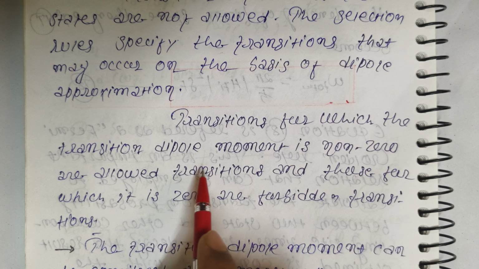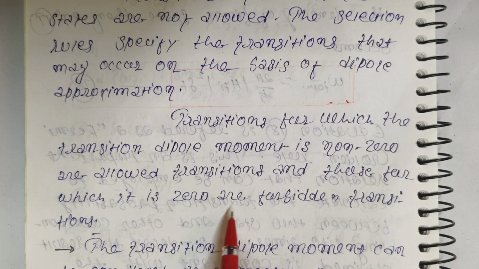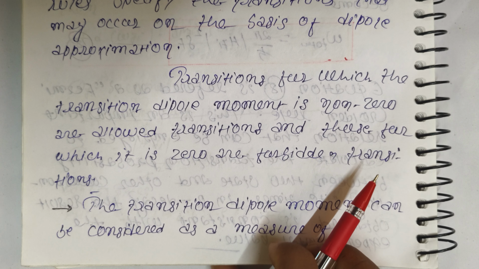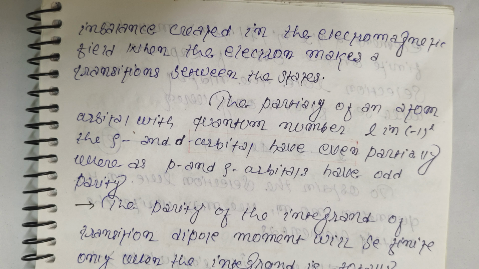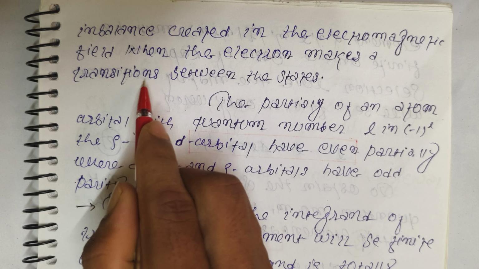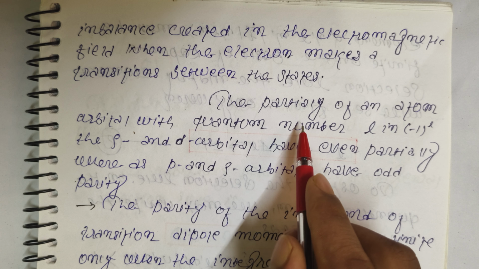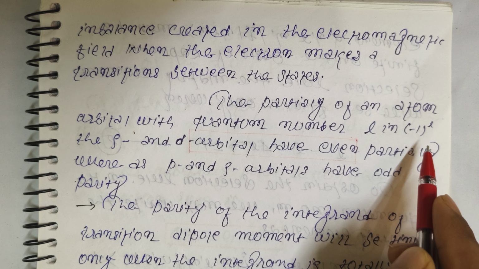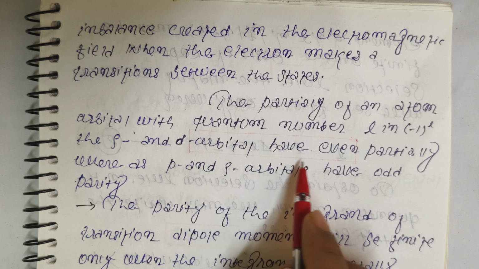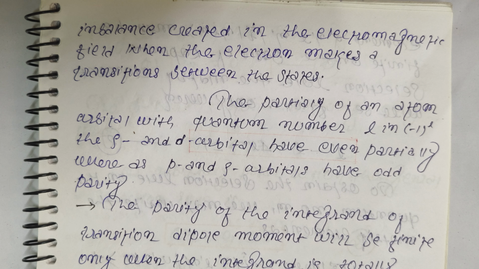Transitions for which the transition dipole moment is non-zero are allowed transitions, and those for which it is zero are forbidden transitions. First point, the transition dipole moment can be considered as a measure of the imbalance created in the electromagnetic field when the electron makes a transition between the states. And then the parity of an atomic orbital with quantum number l is (-1)^l. The s and d orbitals have even parity, whereas p and f orbitals have odd parity.